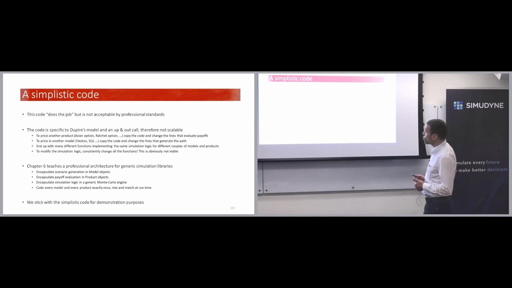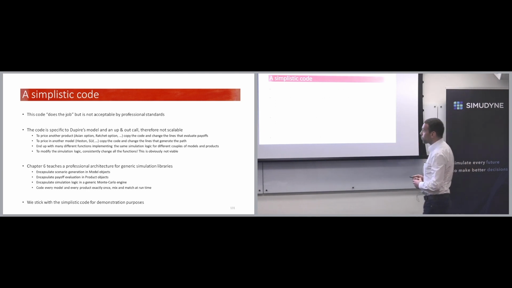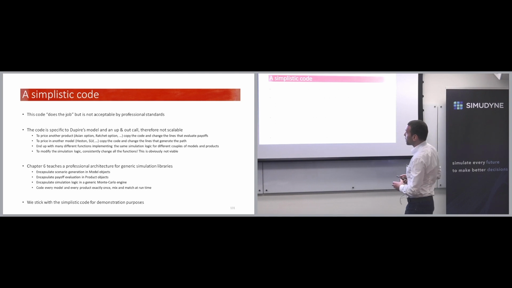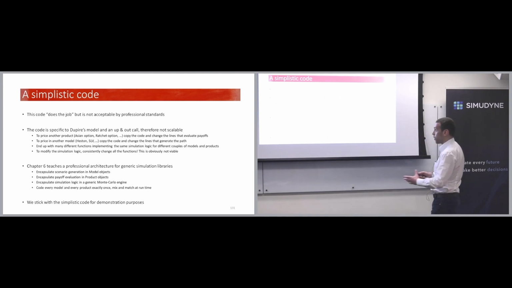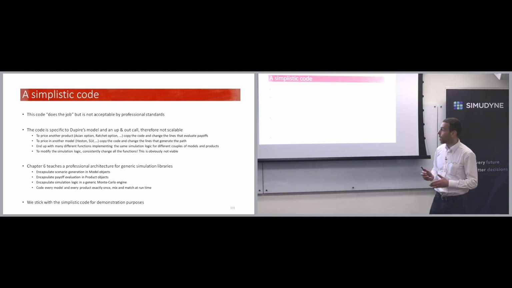First of all, it's specific to Dupire's model and an knock-out call. It's absolutely not scalable. If I want to price another product, I need to copy the code and just change the line that evaluates the payoff. If I want to price the same product in another model like SLV or Heston, then I also need to copy the code and change the lines that generate the path. I will end up with many different functions implementing the same simulation logic for different couples of models and products. Before I know it, I will have thousands of these. And then if suddenly I need to modify the simulation logic or I want to make it multi-threaded or whatever, I have 1,000 functions to modify.